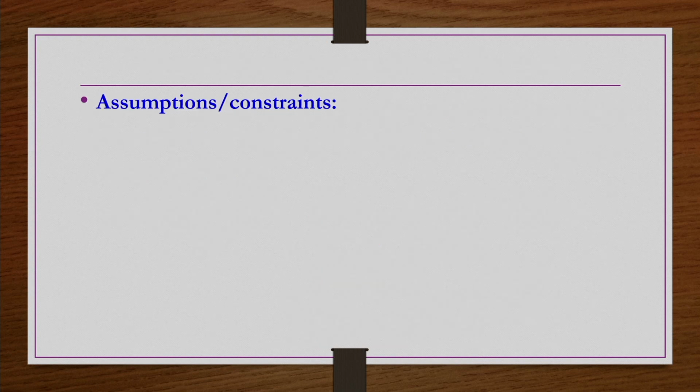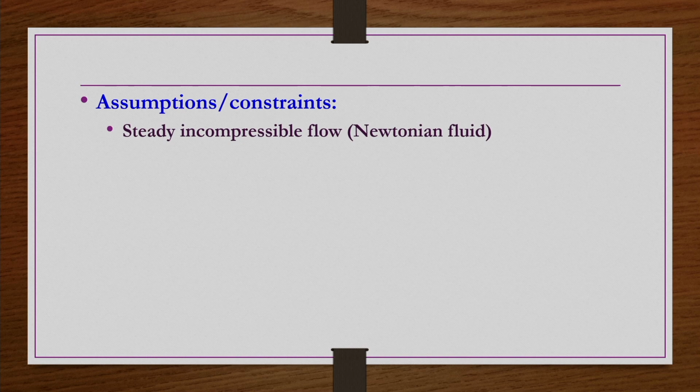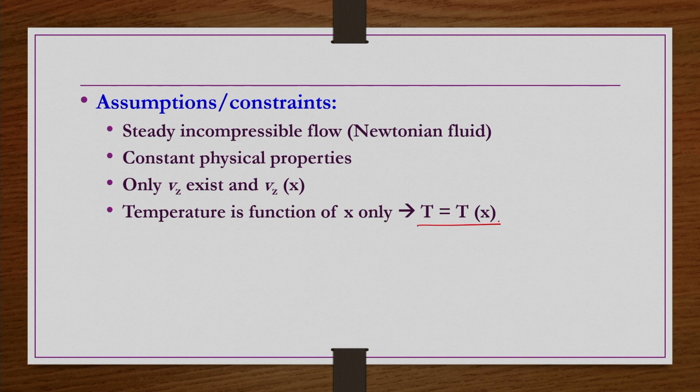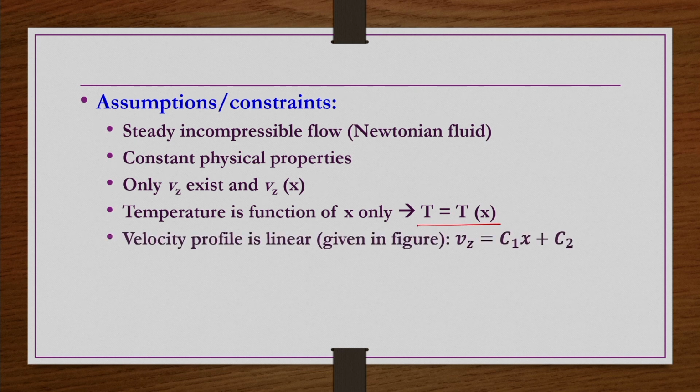So, assumptions and constraints of the problem: steady incompressible flow. The nature of the fluid is not given, so by default we should take a Newtonian fluid. Constant physical properties, Cp, rho, mu etc. are constant. Only Vz exists and it is a function of x. Temperature is a function of x only, that is T is a function of x. The velocity profile is linear, as given in the figure.